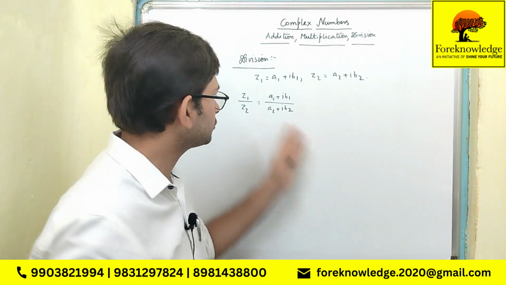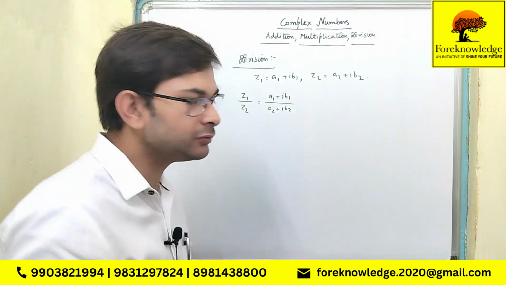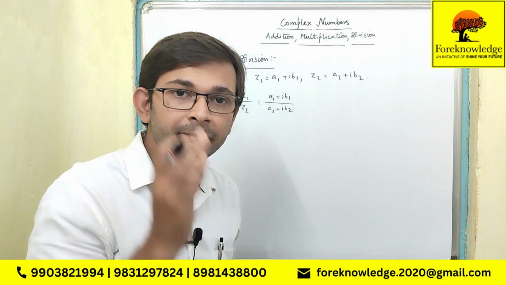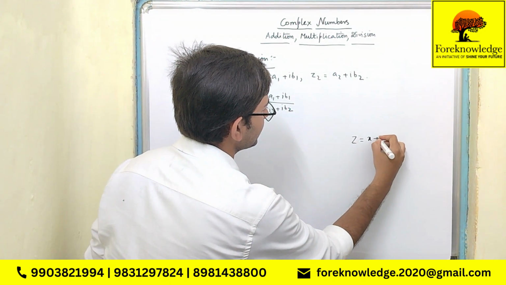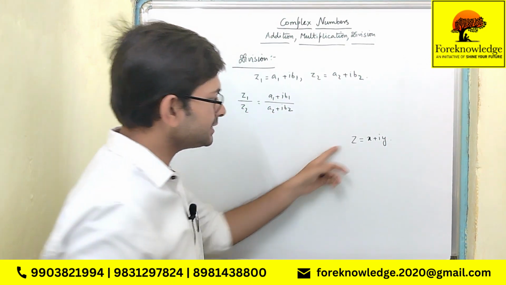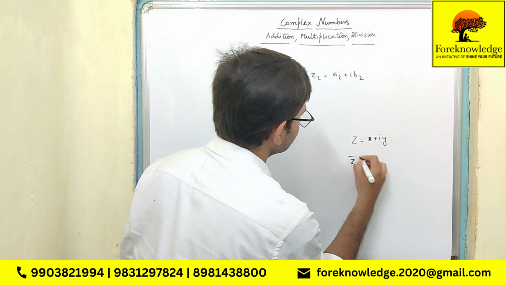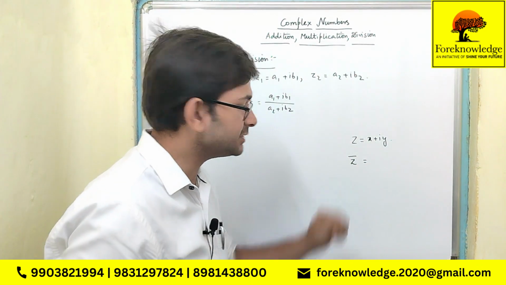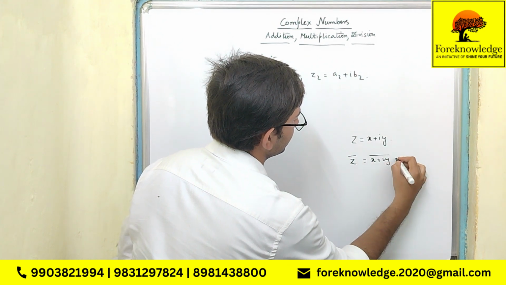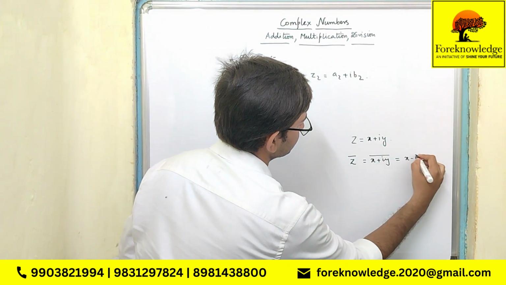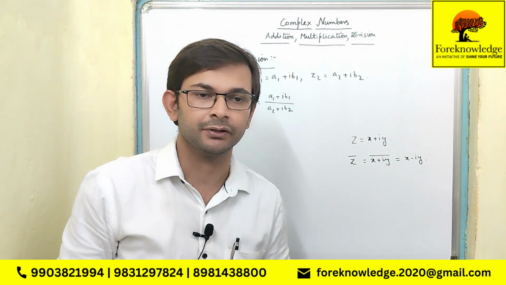Okay. So basically, what we do here, we multiply by the conjugate of the denominator. What is a conjugate? That means if z is a complex number x plus iy, then the conjugate of z, denoted by z bar, is x plus iy whole bar, which is nothing but x minus iy.